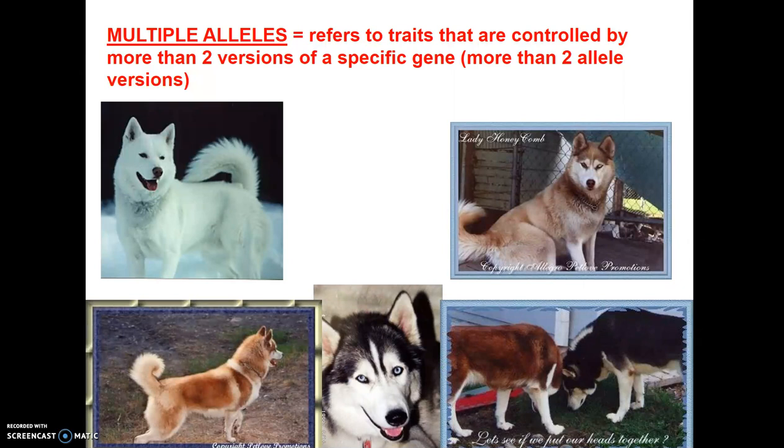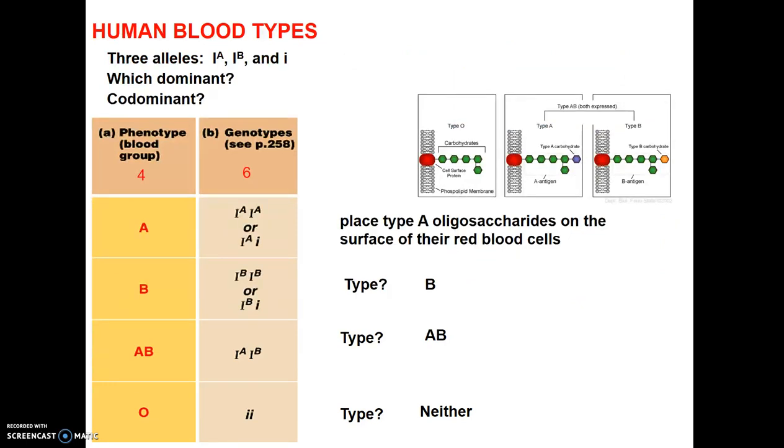And so a lot of the inheritance that we see, a lot of the gene expression that we see, is controlled by more than one version of a gene. So it's not just going to be tall or short or pink or red, and things like that. Multiple alleles is more common than you might expect, and it makes genetics a little bit more difficult. One of the really common ones that we'll see examples of is human blood type.